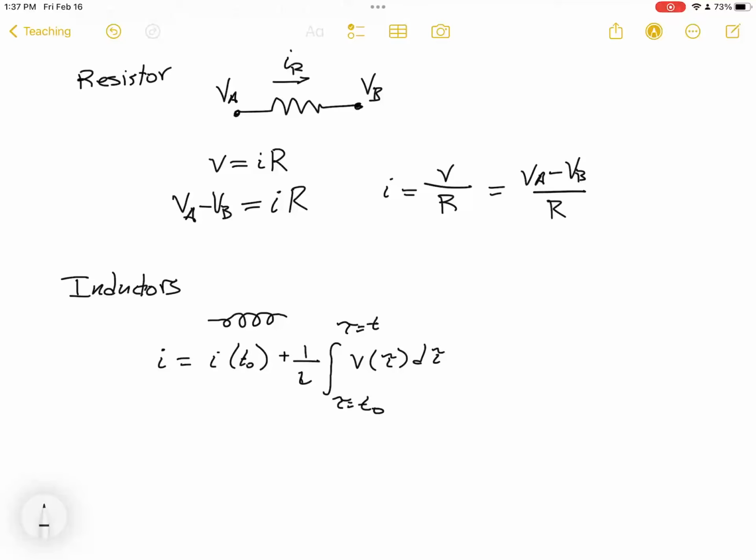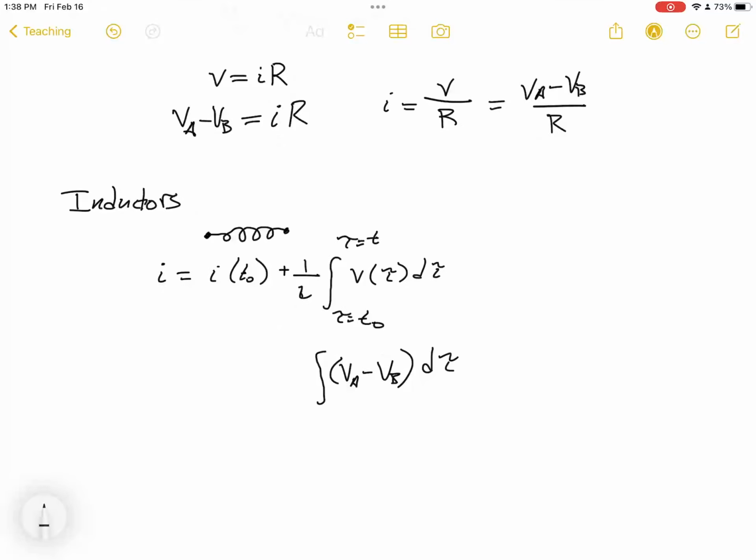The voltage is the difference from one end to the other. So it's the integral of the difference in voltage over the system. We can rewrite this as the integral of VA minus VB d tau. And we can rewrite that as well, that the voltage change across the inductor is equal to L times the derivative of current.